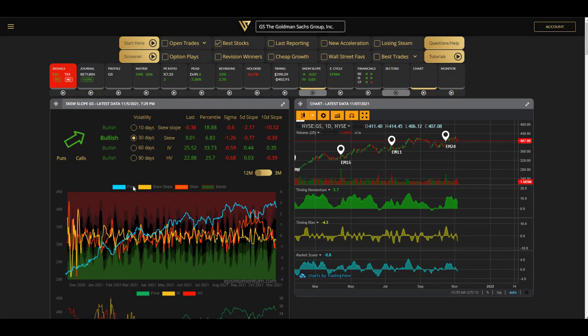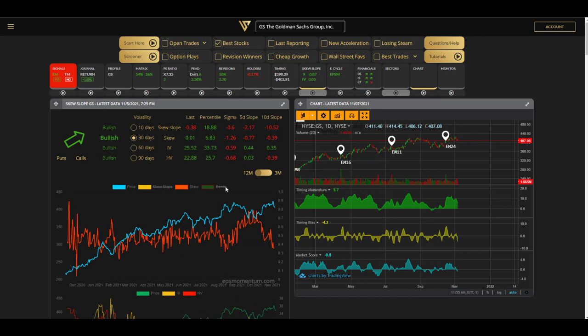Okay, now let's move to the upper chart. On the upper chart, we have the price, the skew slope, the skew, and the bands. So the bands are for the skew slope. So let's remove the bands and the skew slope for now, and just focus on the price and the skew. So the price and the skew, you can see here the price in blue and the skew in red.